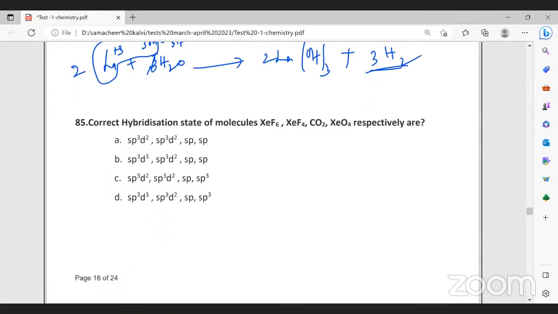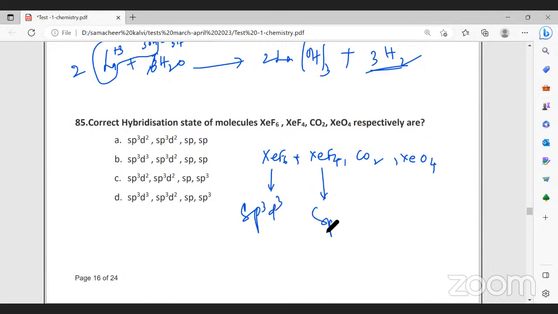The correct hybridization of, see, this question is all memory based. Xenon hexafluoride, a noble gas compound, xenon tetrafluoride, carbon dioxide, xenon tetraoxide. The hybridization of the molecule here. In case of xenon hexafluoride, it is sp3d3. Xenon tetrafluoride, it is sp3d2. Carbon dioxide is sp. And xenon tetroxide, it is sp3 hybridization. Therefore, the answer for this question is option D.